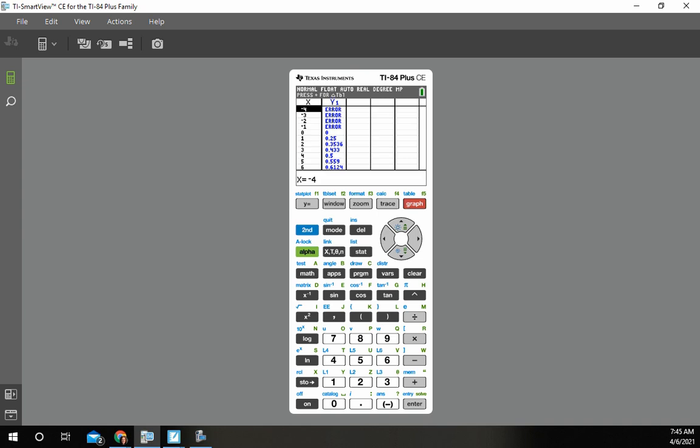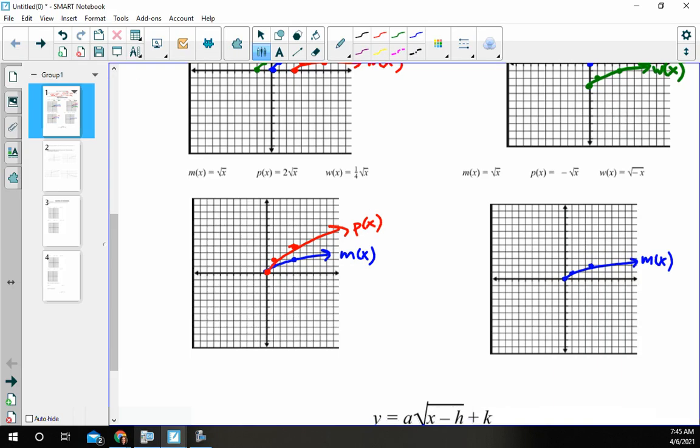Okay, looking at the table, I got 0, 0 to start it, and then I'm going to have someone tell me points again. What's another pretty point? These ones are going to be bad. Is there another pretty point?